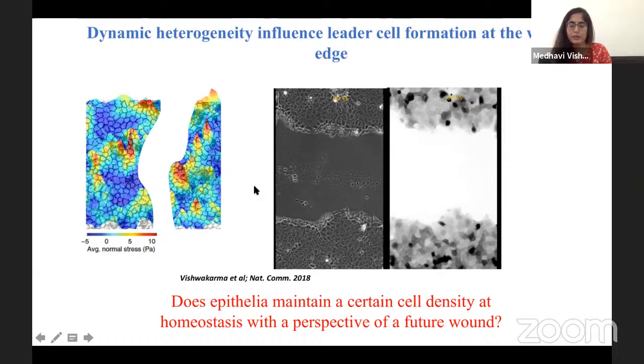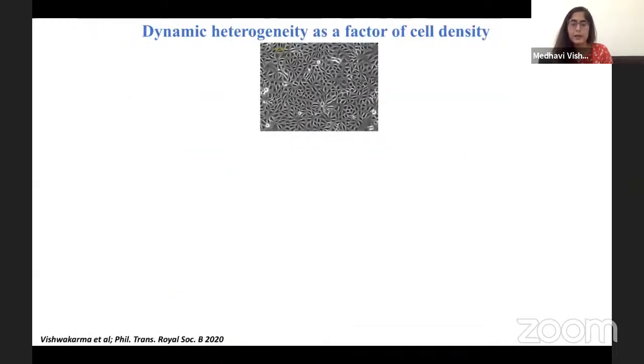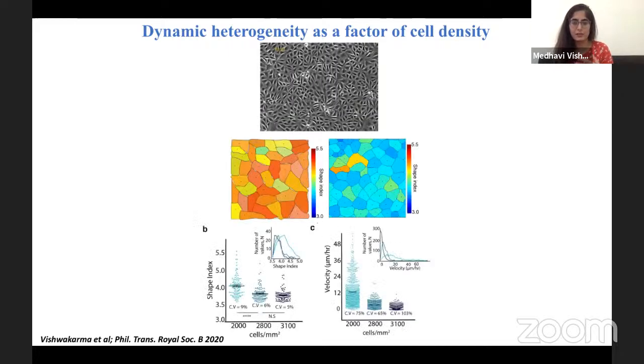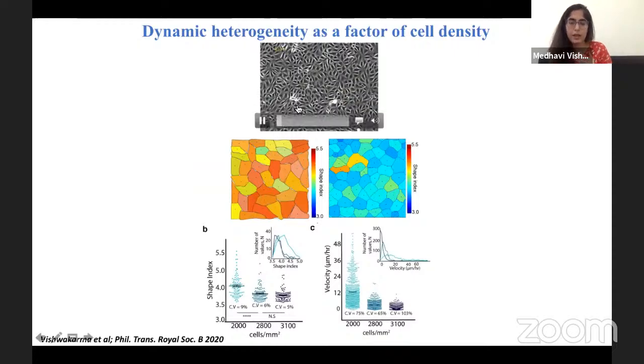So that is what we wondered, and in the next study we viewed this dynamic heterogeneity as a function of cell density, and did wound healing experiments at different cell densities. We also characterized dynamic heterogeneity with this factor and saw if that affects the wound healing behavior. I'll just very quickly show this and not take too much of your time.